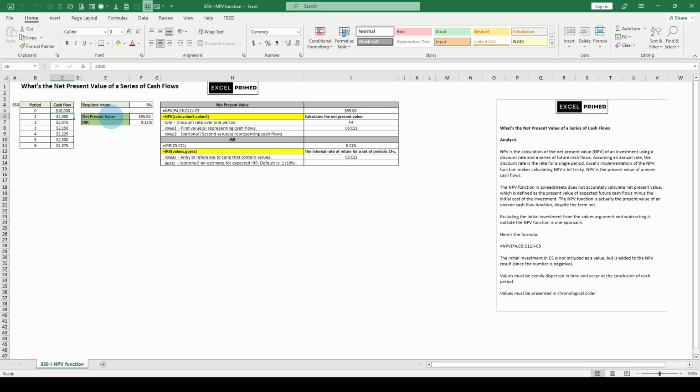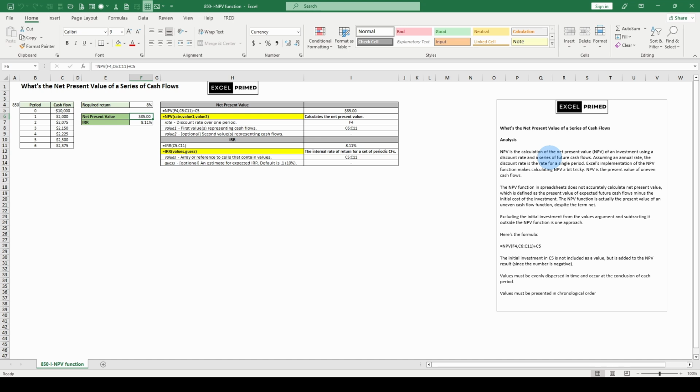The rule of thumb is if the net present value is greater than zero, then it's a valid investment and you should invest in it. Over here, net present value is the calculation of the net present value of an investment using a discount rate and a series of future cash flows, assuming the discount rate is the rate for a single period.